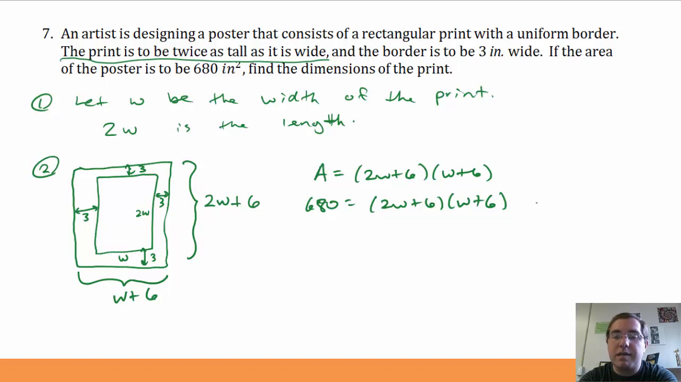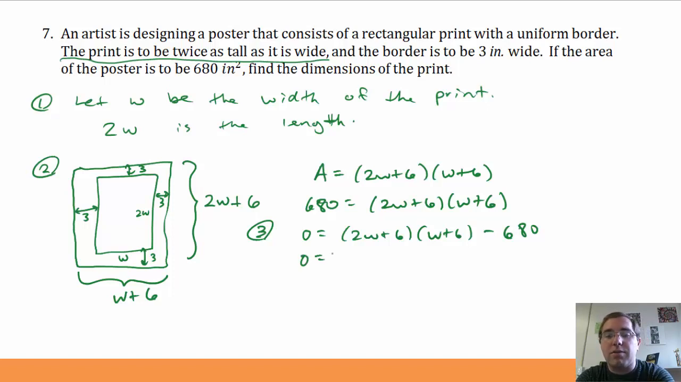Now we have the right-hand side factored out, but it's not equal to 0. So we need to get it equal to 0, so we need to move the 680 over to the right-hand side. That will give us a 0 on the left-hand side, so 0 equals (2W plus 6) times (W plus 6) minus 680. And now the right-hand side is no longer factored. So we need to FOIL out the (2W plus 6) times (W plus 6). This, by the way, is all part of step 3 of solving the equation. So we're going to FOIL it out and then refactor that whole right-hand side.